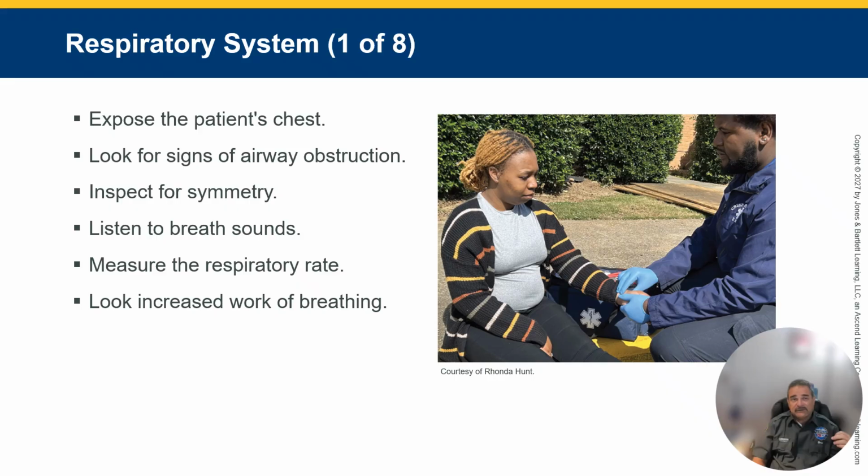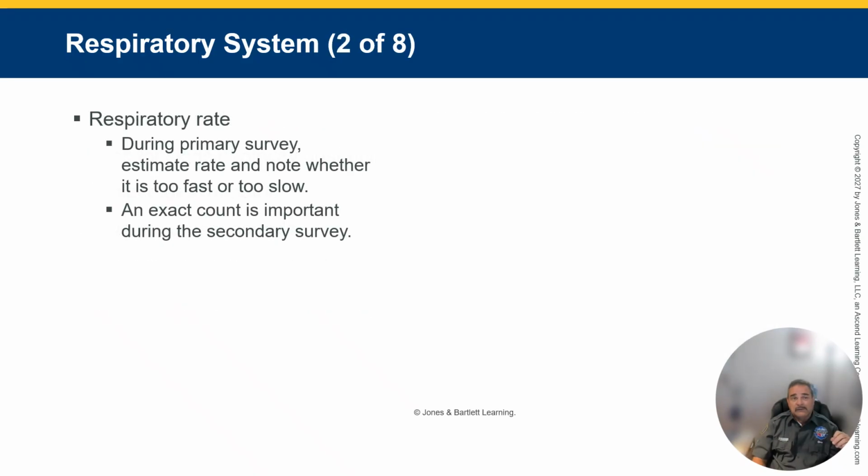Okay, there's an assessment of the pulse. Feeling the pulse, you can count respirations at the same time, but you have to be looking at your watch. During the primary survey, estimate the rate and note whether it's too fast or too slow. The exact count is important during the secondary survey.